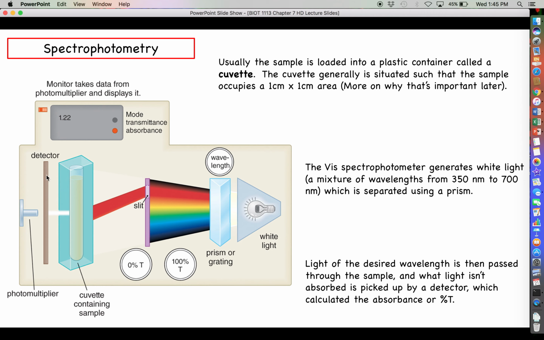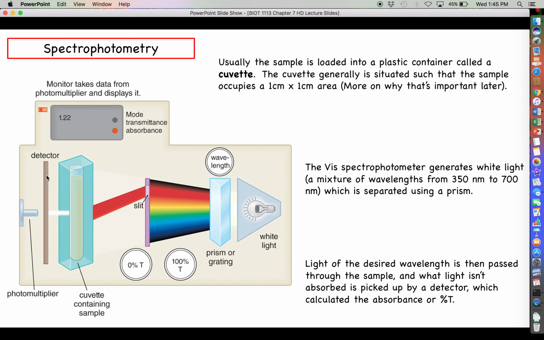So more on this later, but UV spectrophotometry will particularly be useful for looking at proteins and DNA. As we will find out later, proteins absorb light at a wavelength of 280 nanometers, that's in the UV range, and similarly DNA samples will absorb at 260 nanometers, also in the UV range.